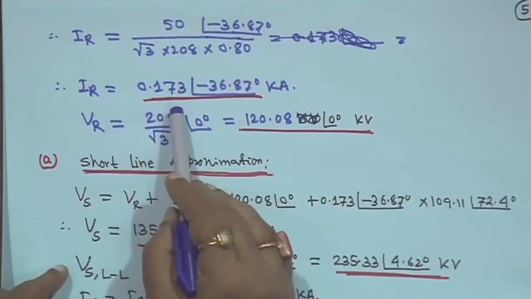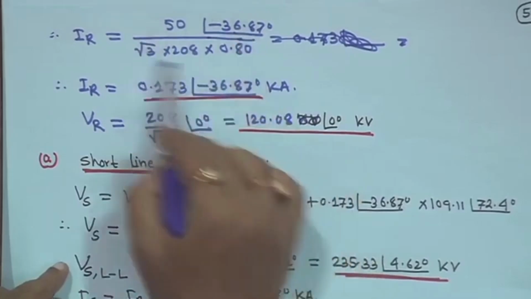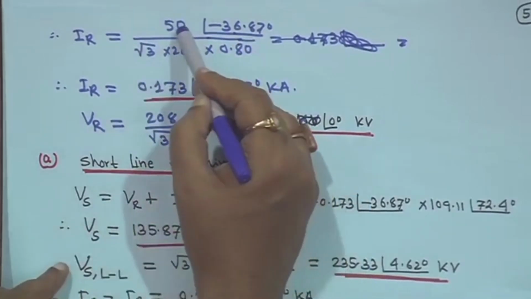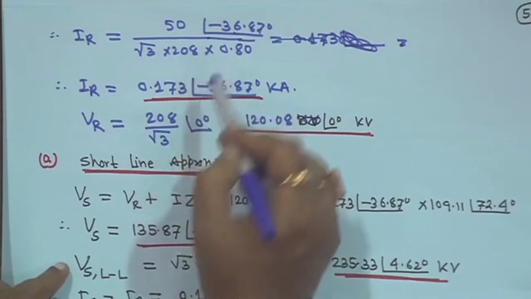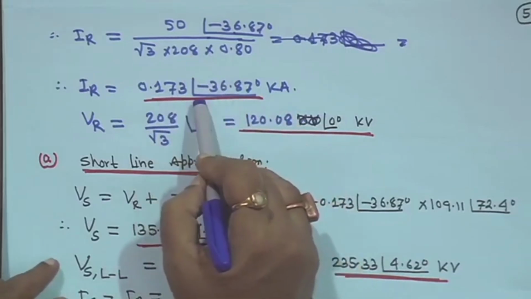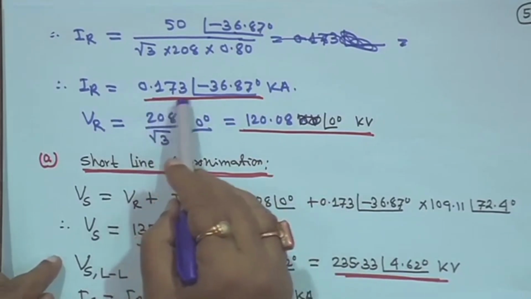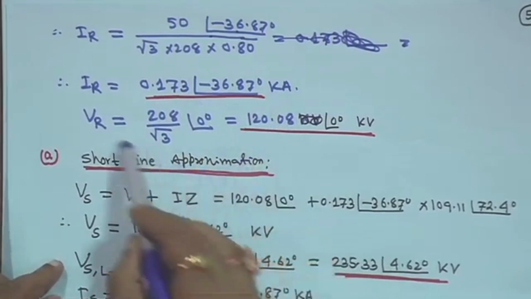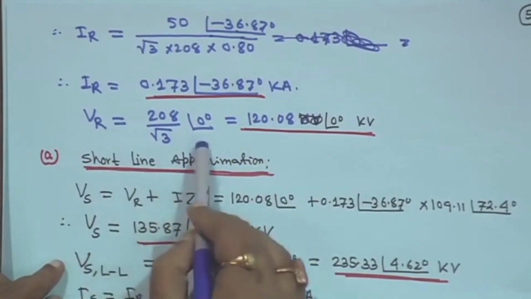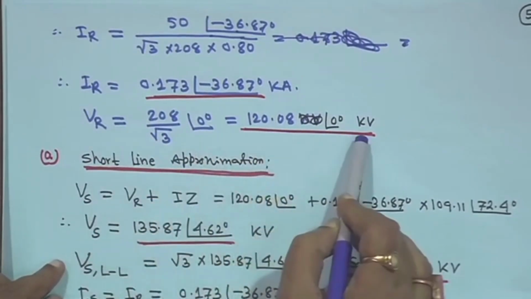So, IR is equal to this one; this is in amp. This 50 is in megawatt and this 208 is in kilovolt. So, that is why this current will be in kilo ampere, right. So, IR is equal to 0.173 angle minus 36.87 degree kilo ampere. So, phase voltage 208 upon root 3, so 120.08 angle 0 degree kV.